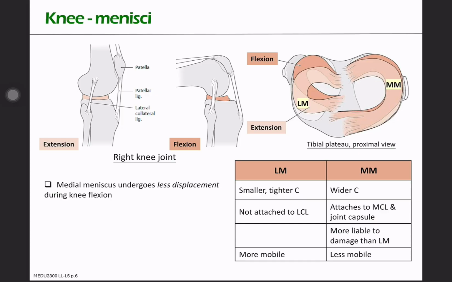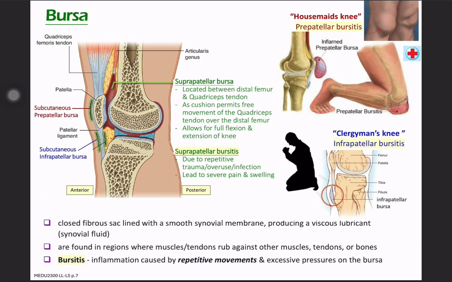When force is applied to the knee, the medial meniscus cannot easily move to dissipate the force, making it more vulnerable to tearing. Now the knee has approximately 14 bursae, but we will focus on 3 that have particular clinical significance. The first one is the suprapatellar bursa. This is the largest one. It is located between the distal femur and the quadriceps tendon.